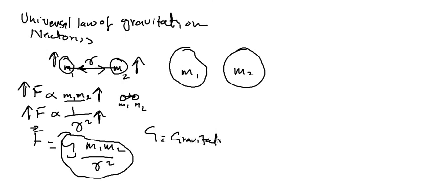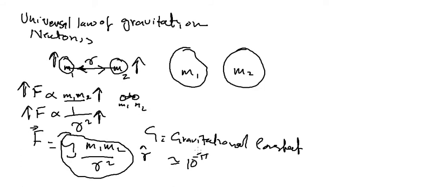Gravitational constant, and its value is very small. It's in the order of 10 to the power minus 11. So we can express this force in terms of vectors. If I just write a small cap here, this will be in a vector form.